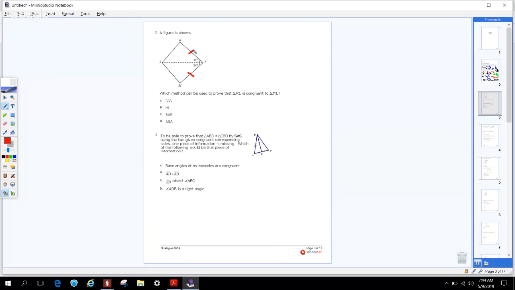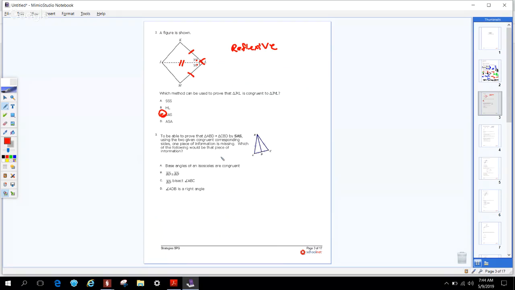So we have these two congruent sides. These are not vertical. Remember, vertical angles form an X, but there's two congruent angles. What's my other side? The reflexive side. Excellent. Okay, so that is side angle side.